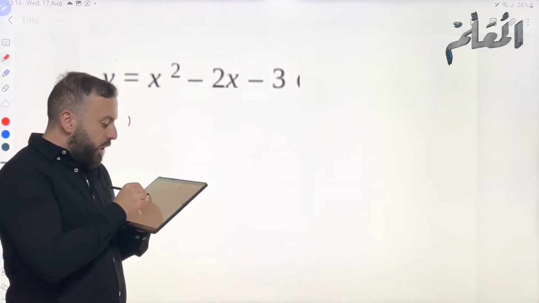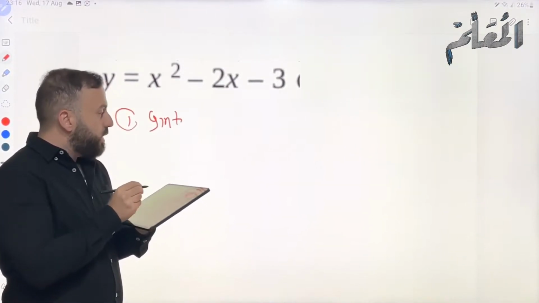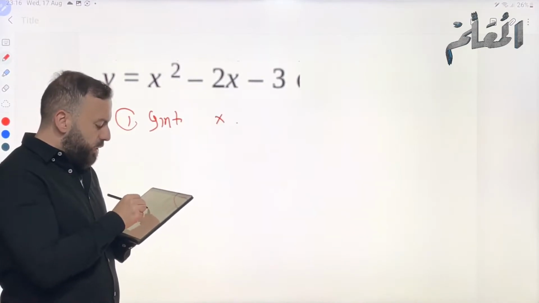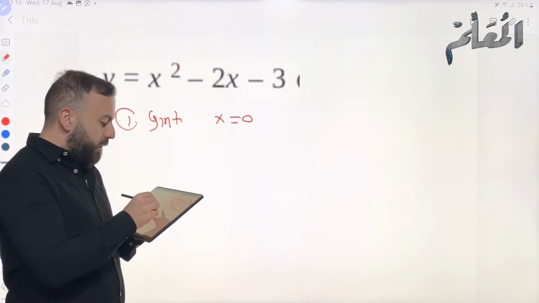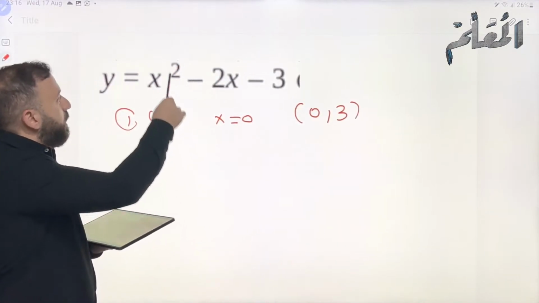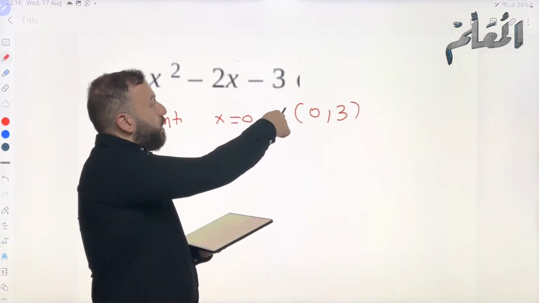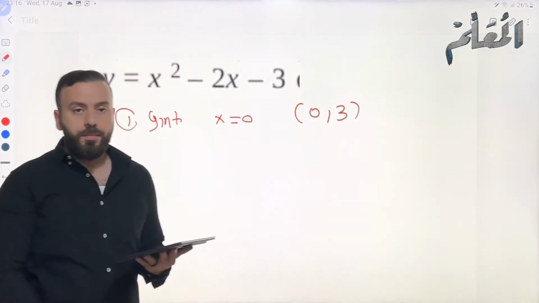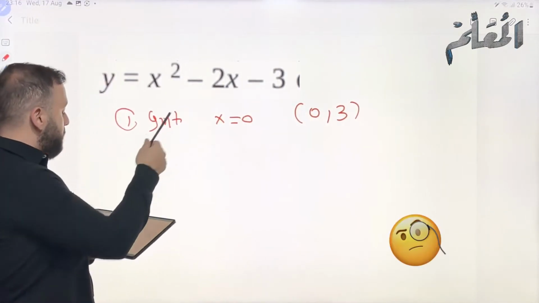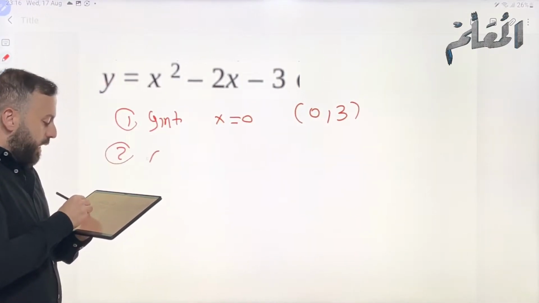First of all, I want to get the y-intercept. When I say y-intercept, it means x equals 0. When x equals 0, this cancelled, so at the end, y is 3. So I know that the quadratic function, the parabola, cuts the y-axis at (0, 3). This is the first thing, the y-intercept.